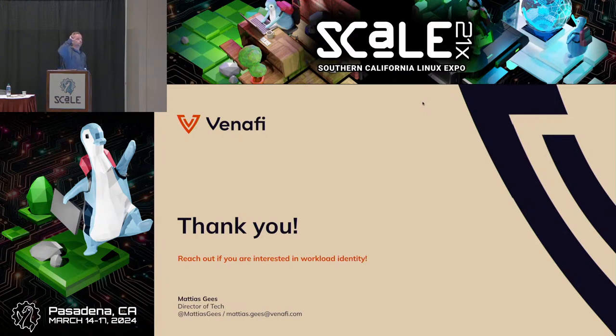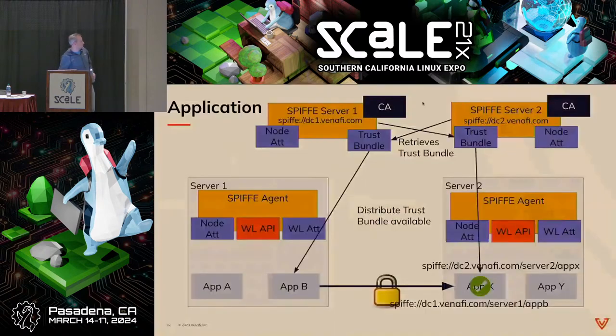So the trust, if I go back to this thing here, what the retrieving of trust bundles does is it gets the public key of the CA, and then the public key of the CA gets distributed to, for example, SPIFFE server 1. SPIFFE server 2 retrieves the trust bundle of SPIFFE server 1, and then it populates the public key of SPIFFE server 1 in here. And because you then have the public key, you can do the verification of it.